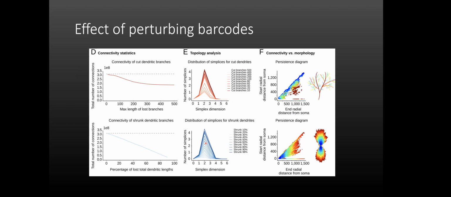If I shrink them, in fact, shrinking has a less dramatic effect. It has an effect, but it's less dramatic. And so it's really interesting to see what happens. That's the kind of game we can play. We have the synthesis, and now we can play with the barcodes and see what the effect is on the trees.